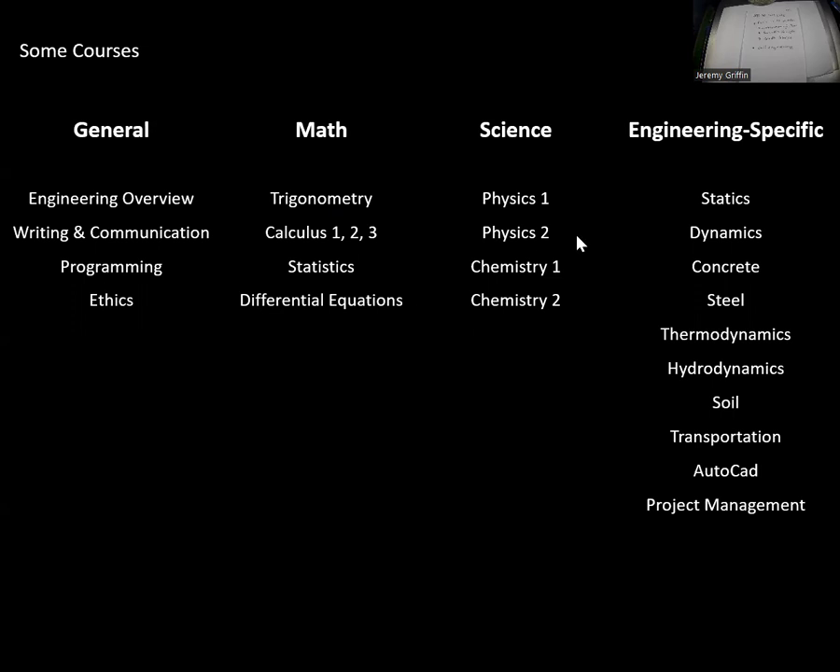Physics 2 is more focused on like electricity type stuff. Physics 1 is more like mechanics. Physics 2 is more like circuits and that sort of thing. And then all these engineering specific classes, and I'll go through some of these with you guys. So statics, dynamics. Statics and dynamics are very similar to this class of physics. It's kind of like physics extended.